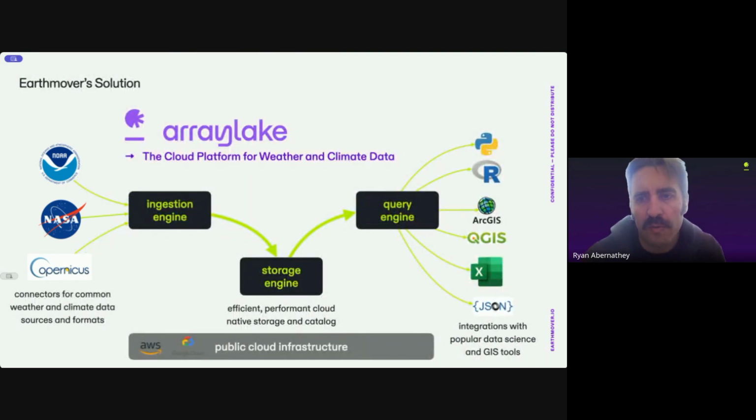So our vision at Earthmover is a cloud platform that fully understands the structure of weather and climate data. Our platform comprises at the core a storage engine for efficiently storing, cataloging, and querying this multidimensional weather and climate data in the cloud. We have an ingestion engine that helps you bring datasets from all of these different data providers into your own data lake in the cloud. And then finally, we have a query engine that allows you to query data back out and integrate that data with all of these different applications that may have to process or work with data.